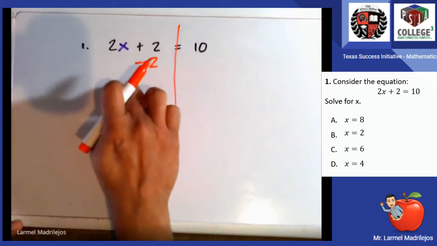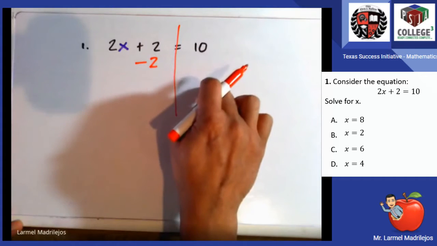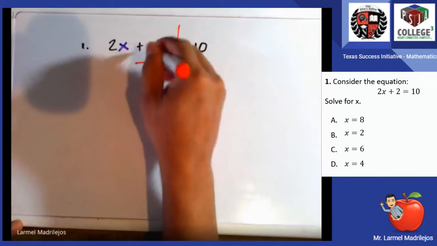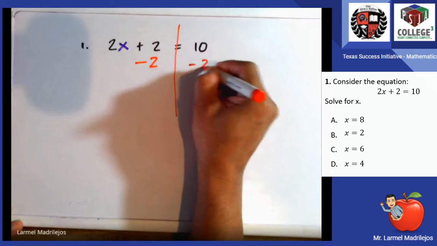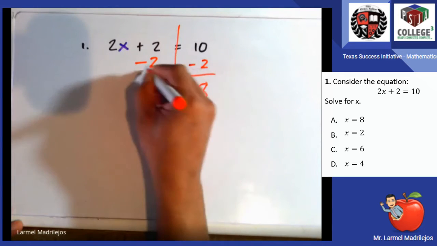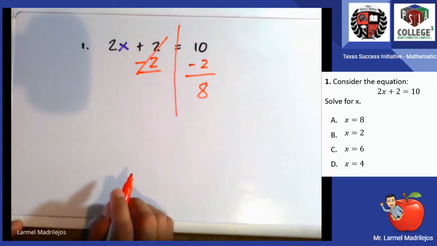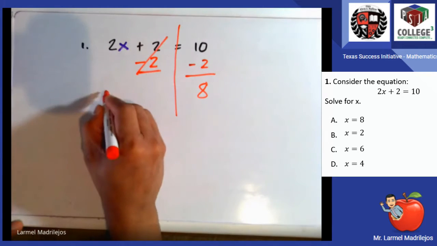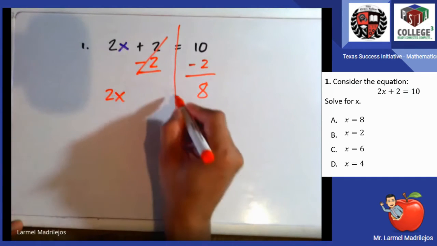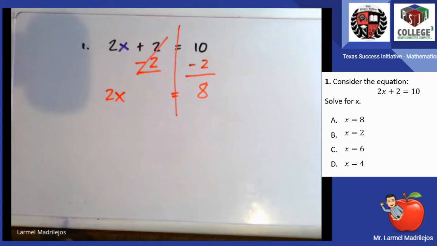Whatever I do on the left side of the equation, I need to do on the right side of the equation. So minus 2, that becomes 0. Minus 2, this becomes 8. This cancels out. I drop down this equation here: 2x equals 8.